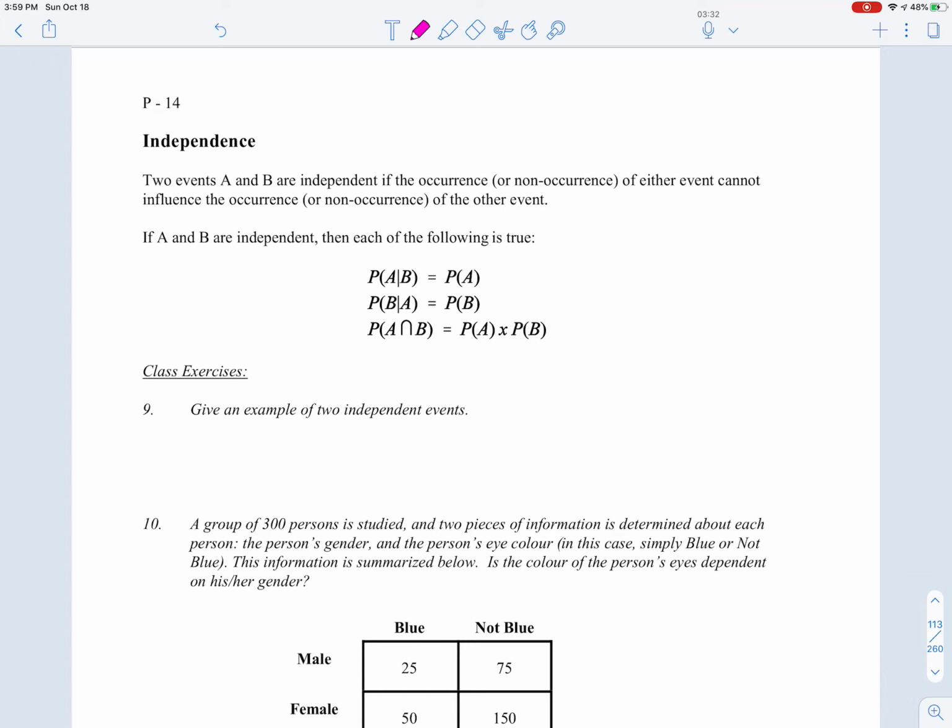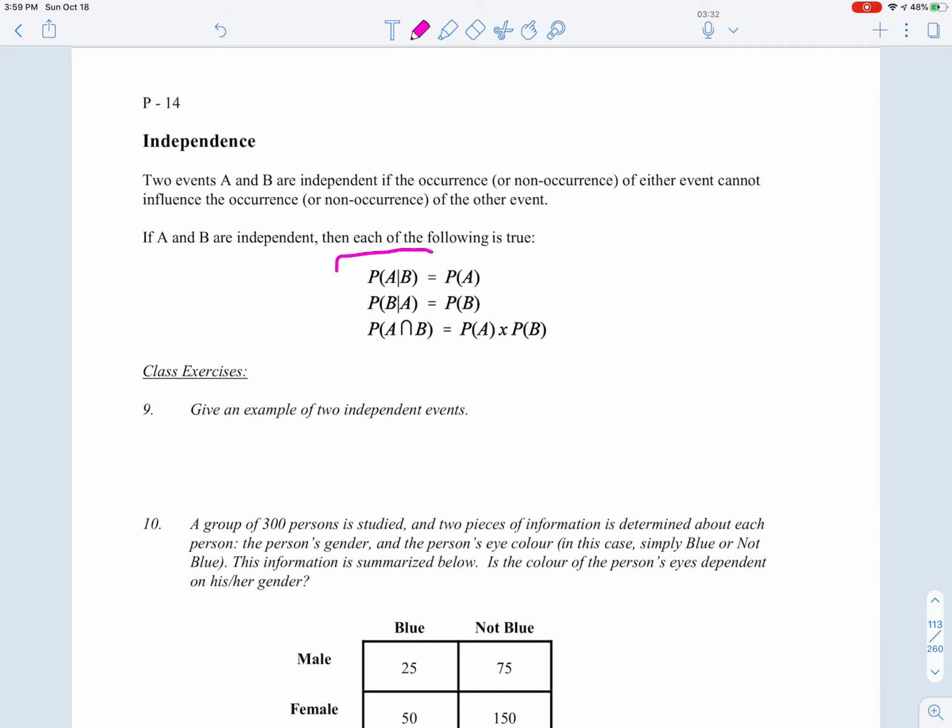Hey class, welcome back. We are taking a look at probability, page P14, looking at independence. This is the last part that we're going to look at before we get into solving some more complex problems. So, independence. Two events A and B are independent if the occurrence or non-occurrence of either event cannot influence the occurrence or the non-occurrence of the other event.